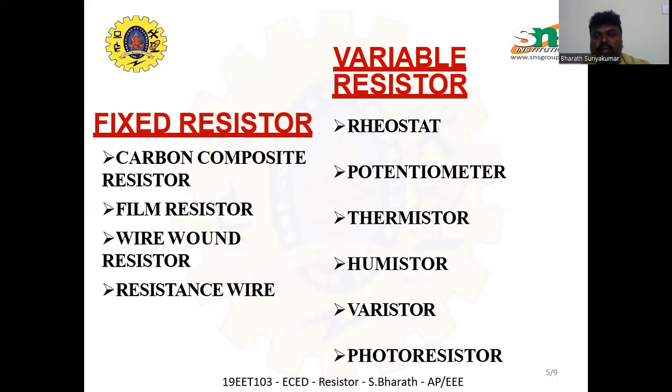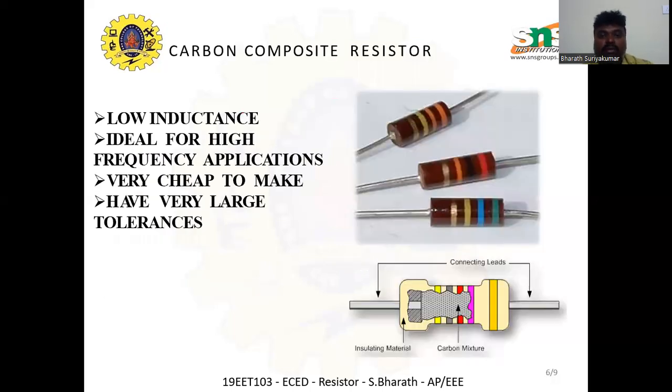What are the variable resistors? Rheostats, potentiometers, thermistors, humistors, varistors, and photoresistors. These are the different types of variable resistors. Now the carbon composite resistor. What is a carbon composite resistor? The image shows you the carbon composite resistor. It has low inductance, is ideal for high frequency applications, is very cheap to make, and has very large tolerances. You can see the different types of carbon composite resistors.